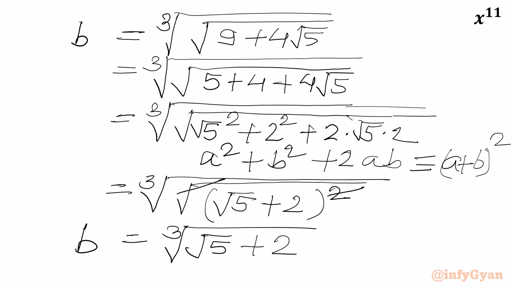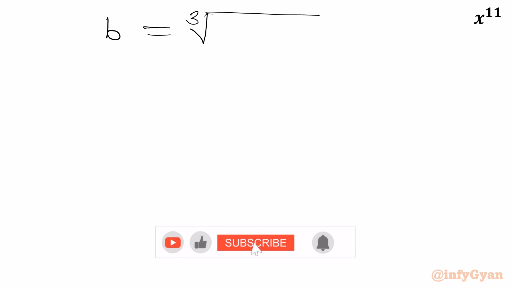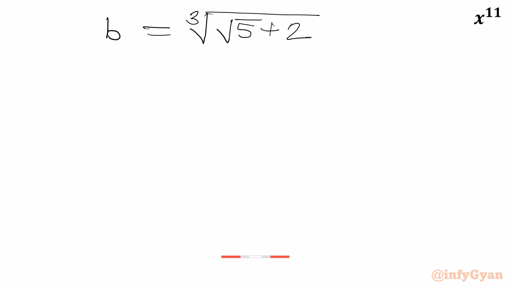We will get b equal to cube root of square root 5 plus 2. This is b. Now I will consider cubing both sides. Let's consider power 3 both sides. So cube root and cube will be over from RHS. We will get b cube equal to square root 5 plus 2.